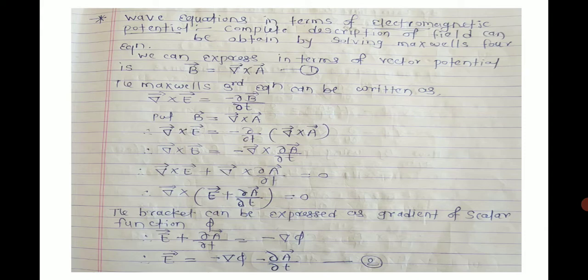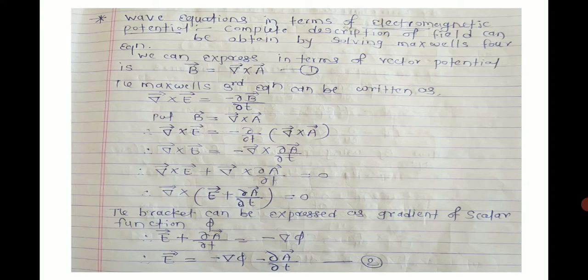Okay, students, we know the two electromagnetic potentials: one is the magnetic scalar potential phi and the other is the magnetic vector potential A. We discussed the equations of these potentials in the previous video. In this video, we will obtain the wave equation in terms of these two electromagnetic potentials, the scalar potential phi and the magnetic vector potential A.